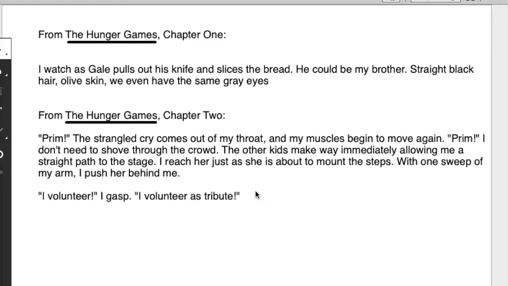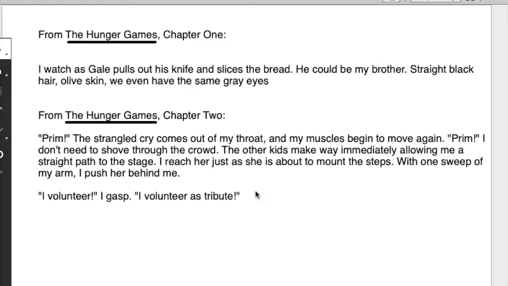And then it says, "with one sweep of my arm, I push her behind me." I don't know if any of you ever have a parent in the car or walking down the street who might put out what my kids call the mom arm, where you throw your arm out in front of somebody to keep them from going forward. And that's an act of protection, right? So what Katniss is doing is sweeping her sister behind her and putting her body between her sister and the danger that's perceived in where her sister was called to.